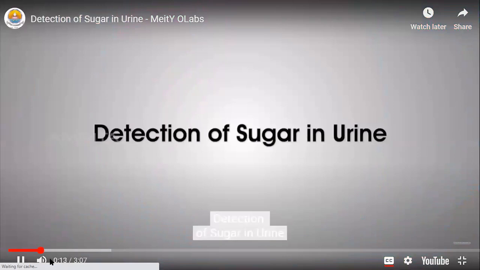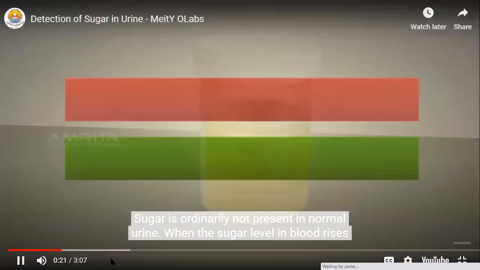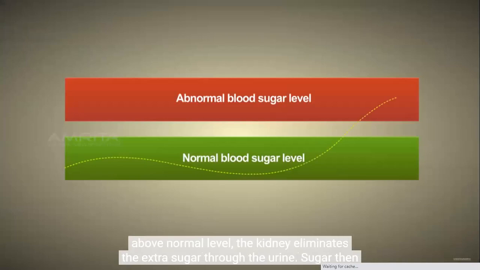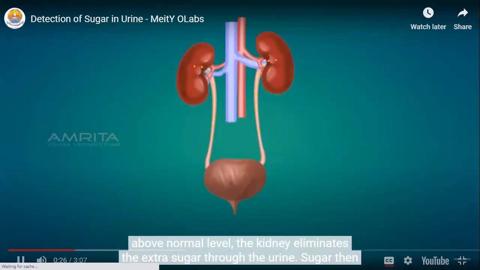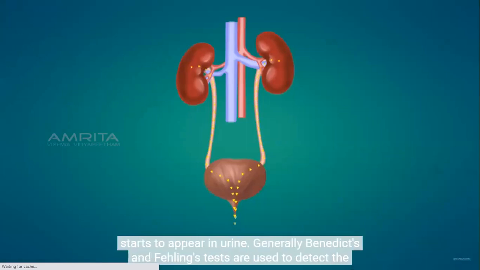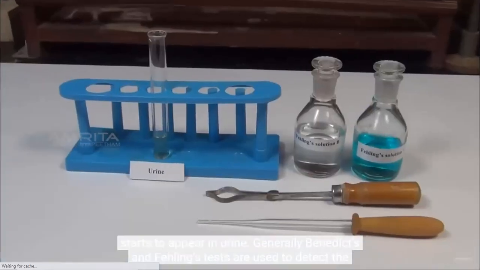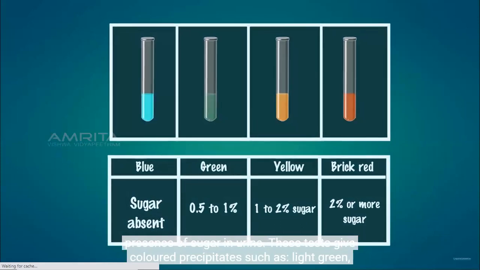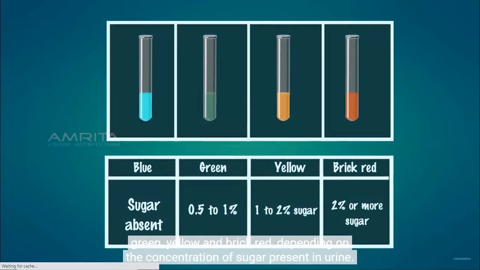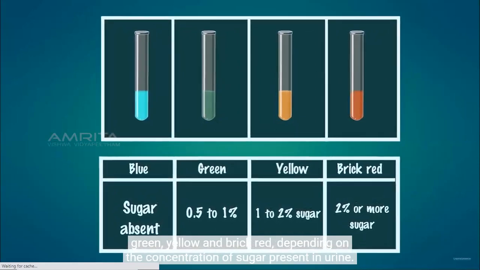Detection of sugar in urine. Sugar is ordinarily not present in normal urine. When the sugar level in blood rises above normal level, the kidney eliminates the extra sugar through urine. Generally Benedict's and Fehling's tests are used to detect the presence of sugar in urine. These tests give colored precipitates such as green, yellow, and brick red, depending on the concentration of sugar present in urine.